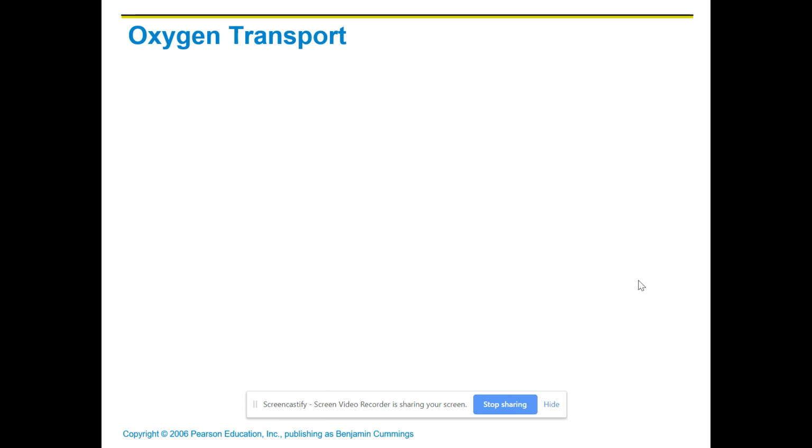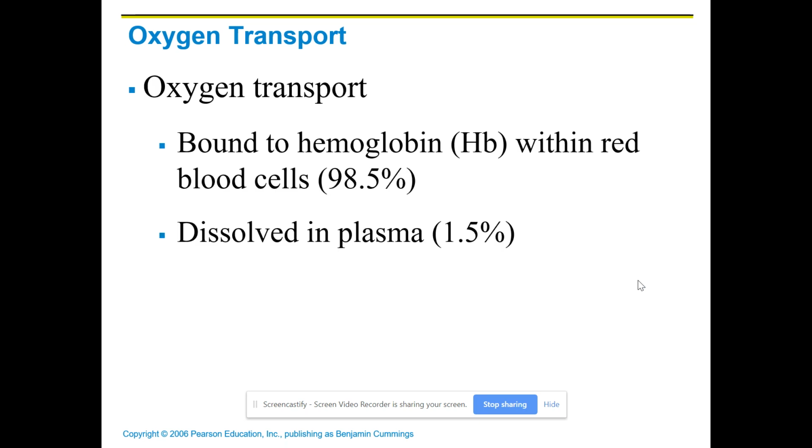Well, that means that oxygen had to be transported. It's transported in the blood, and it's transported two different ways. One way is attached to hemoglobin. If you remember from blood, red blood cells are packed full of hemoglobin. There's about 287 million molecules of hemoglobin in one red blood cell.